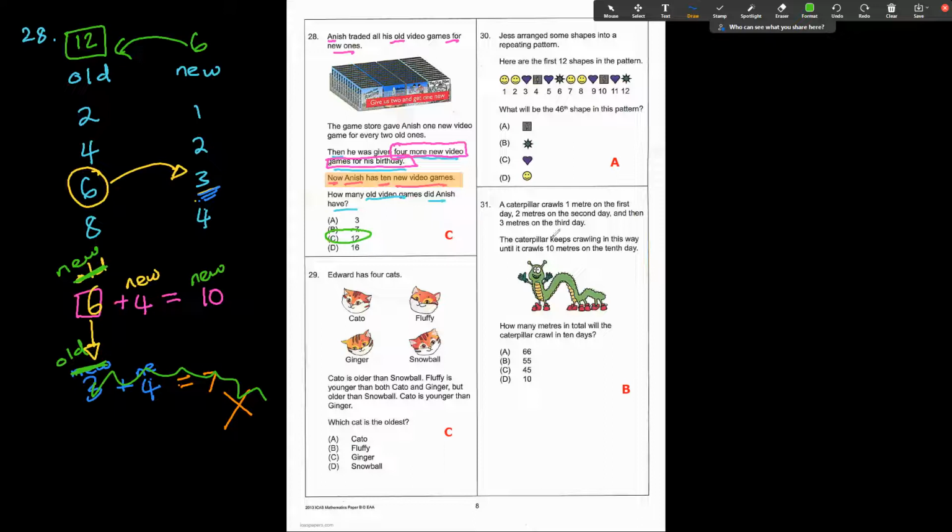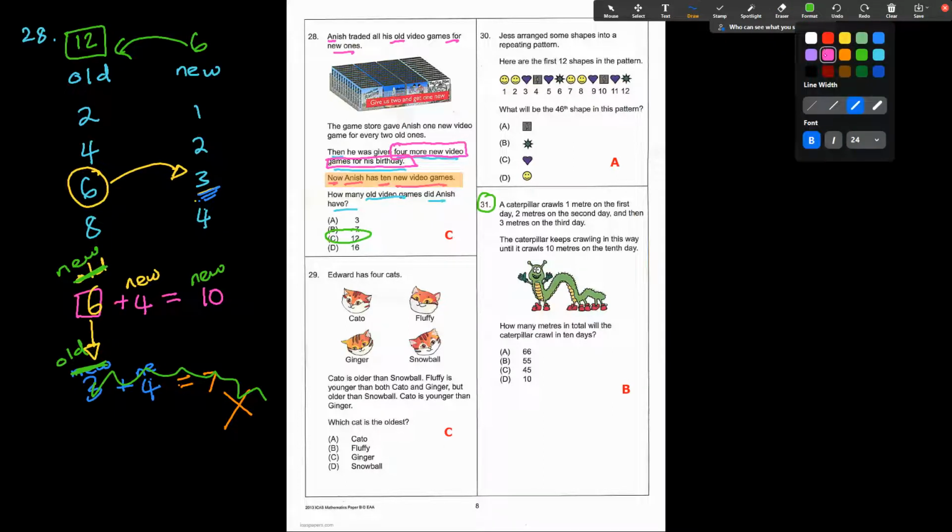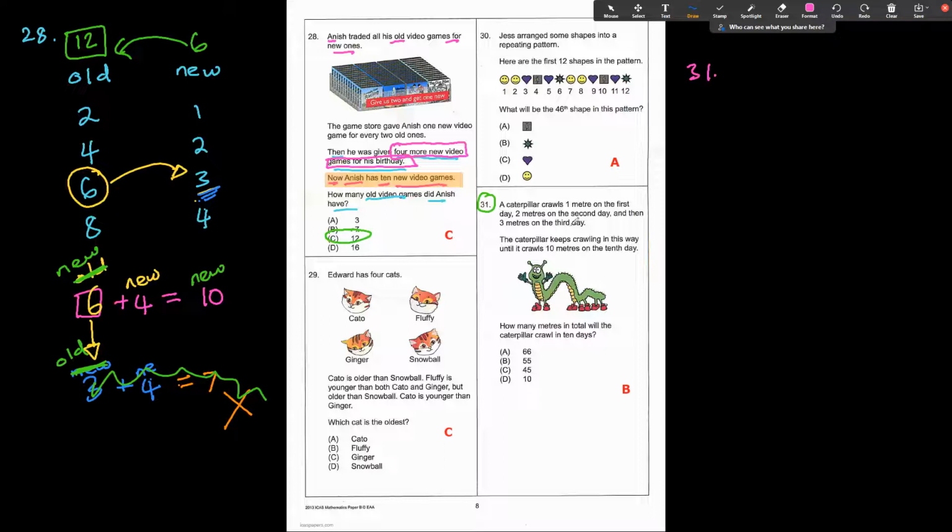Okay. All right, let's go to question number 31 now. A caterpillar crawls 1 meter on the first day, 2 meters on the second day, and then 3 meters on the third day. So what we can do is we take the numbers and we just write them out like this. We're just adding one every single time. The caterpillar keeps crawling in this way until he crawls 10 meters away on the 10th day, which is a nice way of looking at it. First day 1, second day 2, third day 3, up till then. How many meters in total will the caterpillar crawl in 10 days? Meaning that we have to add all of these numbers up.